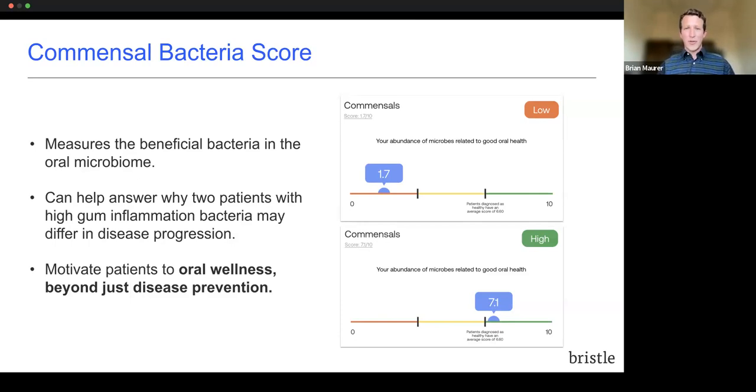And we'll often see this when we're looking at Bristle report, where patients, even if they have a moderate or higher risk of gum inflammation, may not be presenting clinically because of these commensal bacteria. And the other key point here is it's enabling us to move the conversation to, instead of just focusing on the pathogens, really start to encourage our patients and motivate them about moving to oral wellness and getting to this idea that they can be building up their best defense through things like good hygiene, good diet, and even things like oral probiotics or other approaches they can take.